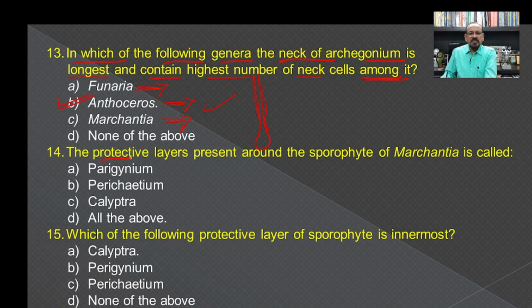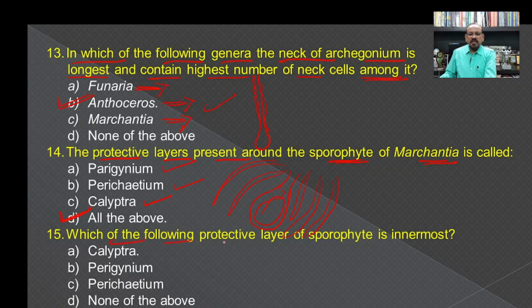The protective layers present around the sporophyte of Marchantia are called as. Around the Marchantia sporophyte, there are different layers which are known as the calyptra, perichaetium and the perigynium, and hence all of the above become the answer for this question. If you see the structure of the sporophyte, here there is a presence of the calyptra and then the perichaetium and the perigynium. Such a structure is present here.